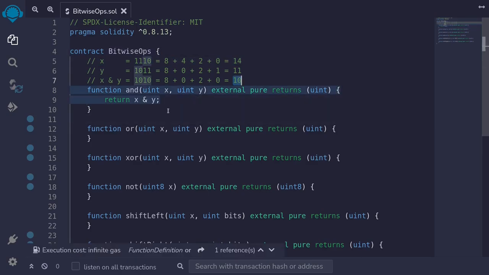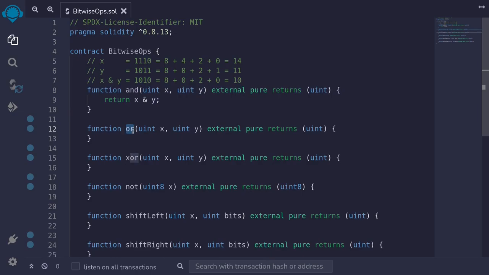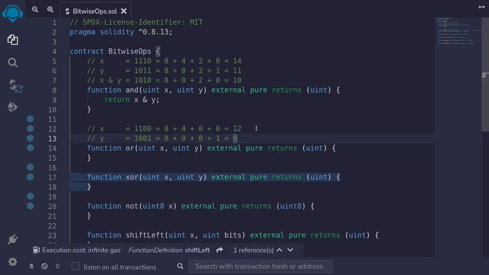Let's move on to the OR operator. In the AND operator, we took two numbers and for each bit, we returned a 1 if both the bits were 1 and it returned 0 otherwise. For the OR operator, it will return a 1 if either of the bits is a 1. Let's take a look at an example. For example, let's say x is equal to 12 and y is equal to 9. We can write 12 as 1100, and we can write 9 as 1001.